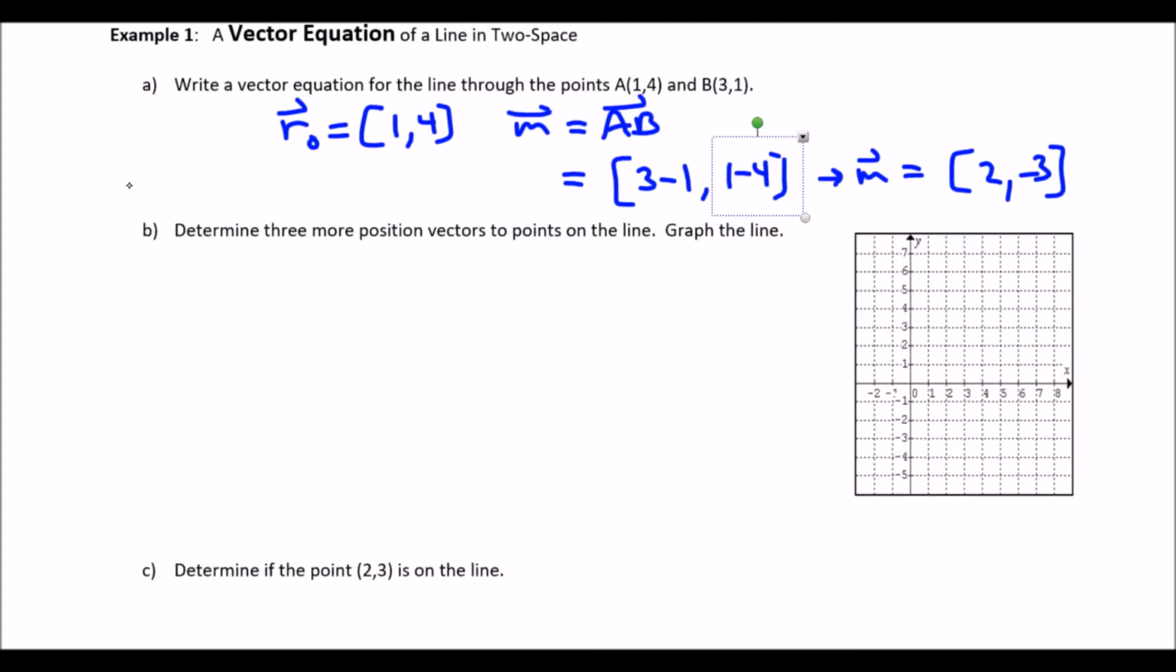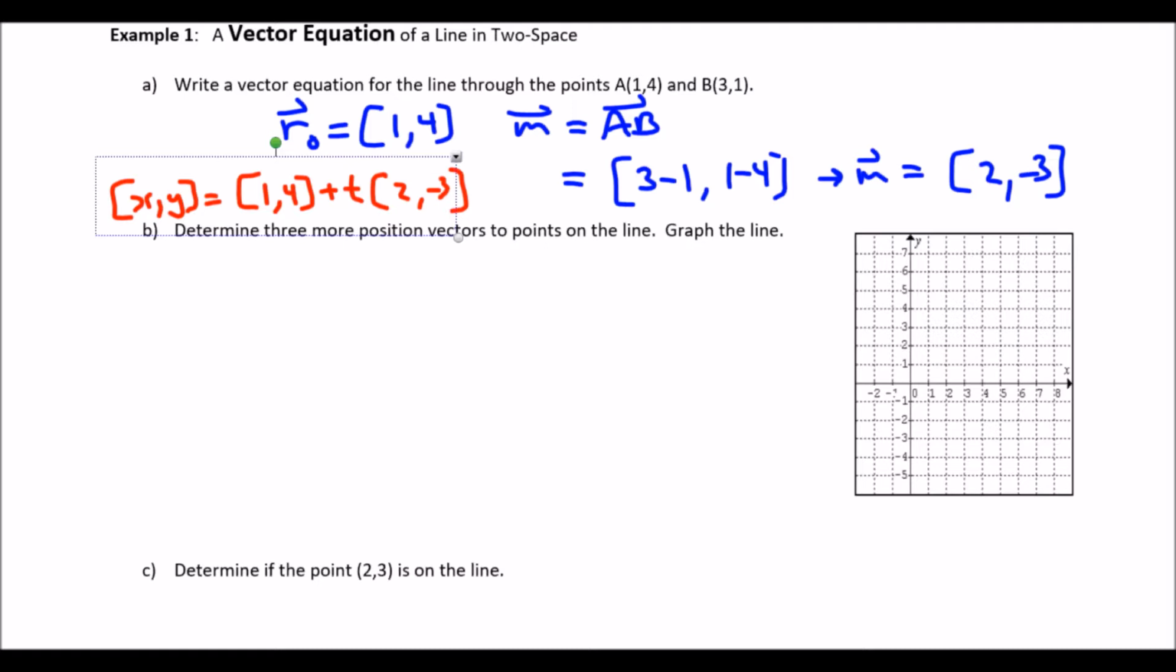My vector equation is (x, y) = (1, 4) + t(2, -3). And there we go. Done. It says here, determine 3 more position vectors to the point on a line, graph the line.